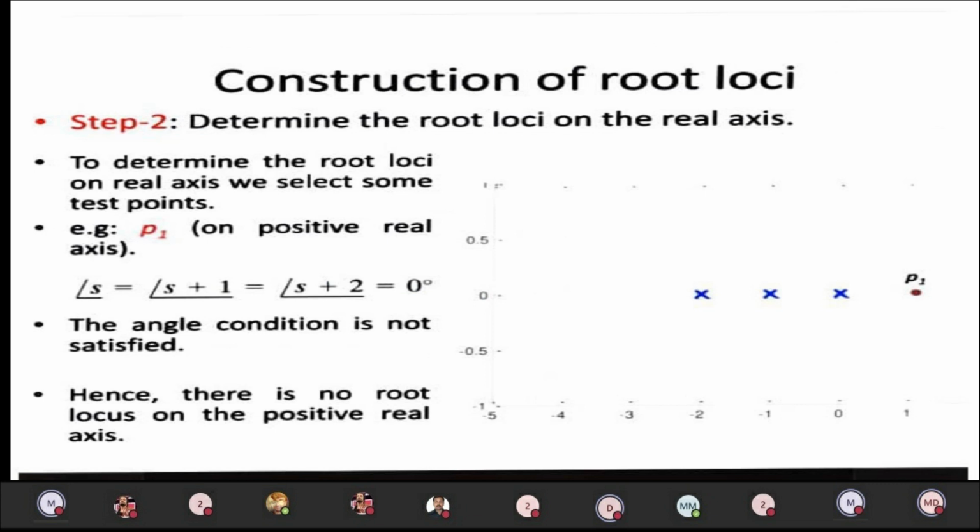The next step is to determine the root locus on the real axis. For that we have to follow one method. First of all, you have to take a test point in between any two poles. Here the first pole is at the origin, the second pole is at minus 1, and the third pole is at minus 2. So I am going to take the test point in between 0 and minus 1, and we look into the right half of the S plane, the right hand side. If the number of poles and zeros is odd, then there is a root locus on the real axis. If it is even, there is no root locus on the real axis. That's all, so you can easily follow that.